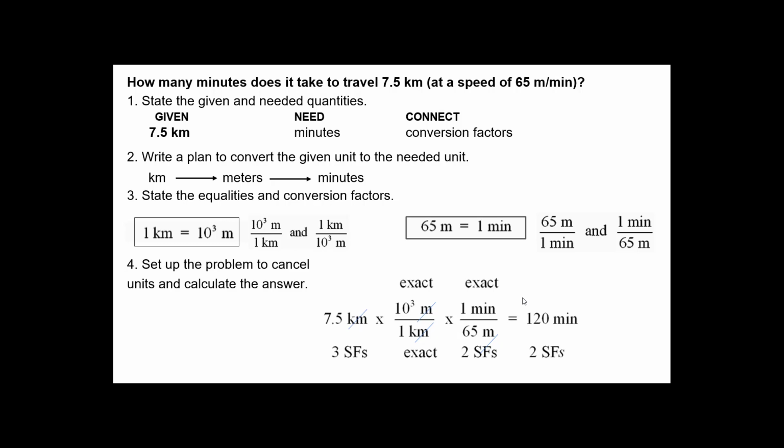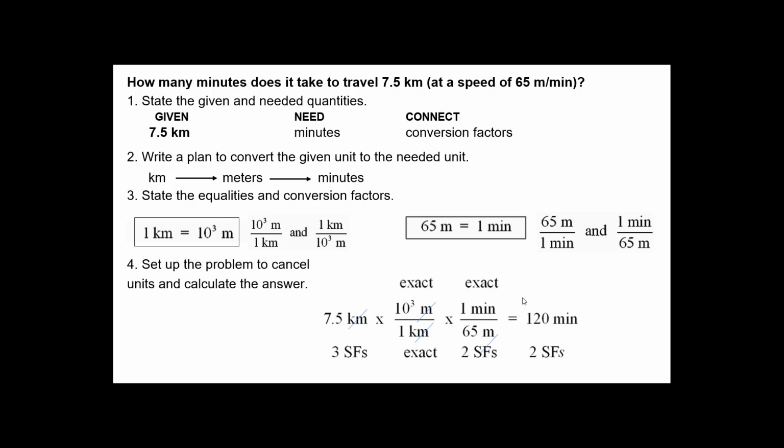You're going to need minutes, and you're going to need to know how to connect these. So you should look at what conversion factors will get you there. The first thing we have is kilometers. Well, we know that 1 kilometer equals 1,000 meters. It's 10 to the 3, but that's actually 1,000. If you plug that into a calculator, you can see it. Now we can set up the conversion factors, and then we will figure out which conversion factor we need in order to make that work. The next thing we know is that at a speed of 65 meters per minute, every minute you travel 65 meters.